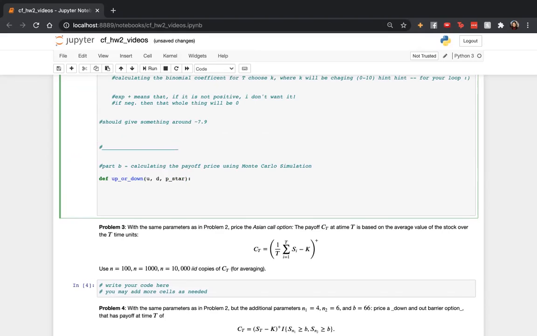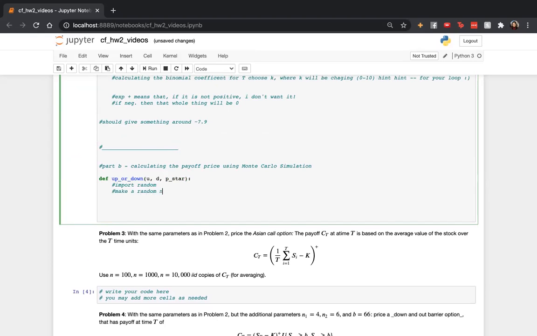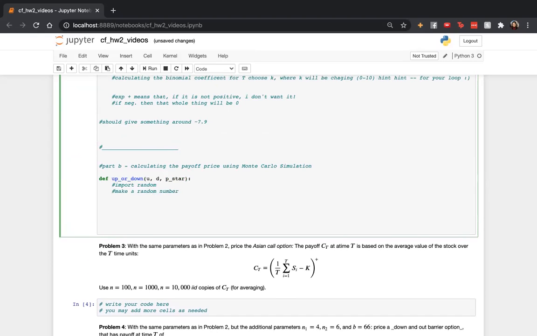And so now what do we do with that? Similar to what we had with our Bernoulli problem, we are going to make some random number. So we want to import random, and then after we do that, make a random number. And once we've set that up, we basically want to say if U is less than or equal to our P star, then that's going to be going up.